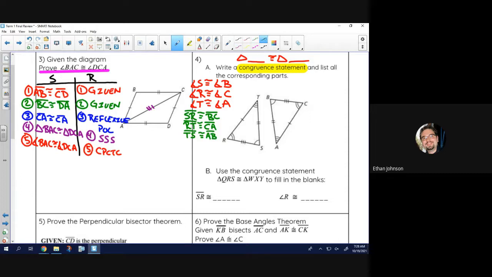So we have our three sides, we have our three angles. We need to say our congruence statement. So triangle SRT is congruent to triangle BCA.